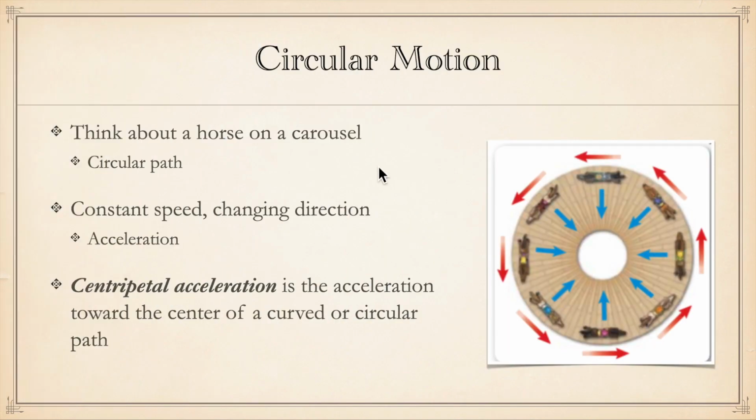Circular motion. So think about a horse on a carousel. You have a circular path. So the horse goes around the circle. The red lines indicate our velocity, and the blue arrows represent our acceleration. So you have constant speed but changing direction. So you do have acceleration here. We call this centripetal acceleration, and that is the acceleration toward the center of a curved or circular path.